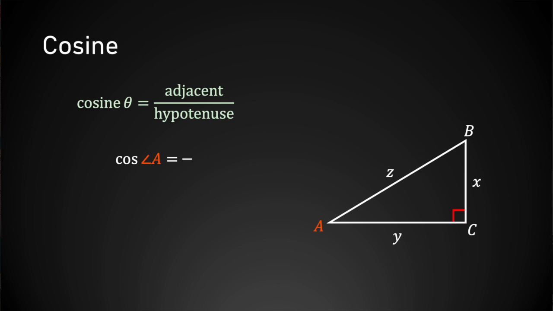As you can see, there are two sides that meet at angle A, so how do we decide which one we call adjacent? We're going to pick the one that touches the right angle, so in this case, side AC with length y. We pick that one because the other side touching A is already the hypotenuse. So cosine of angle A is y over z.